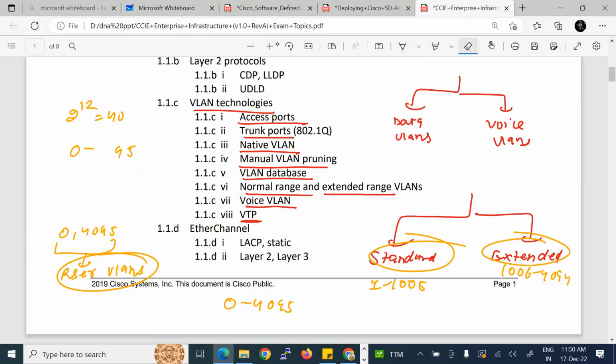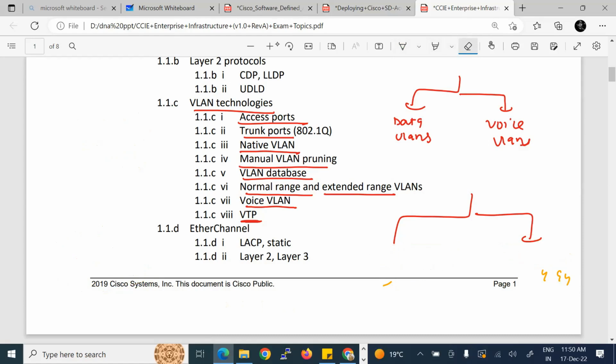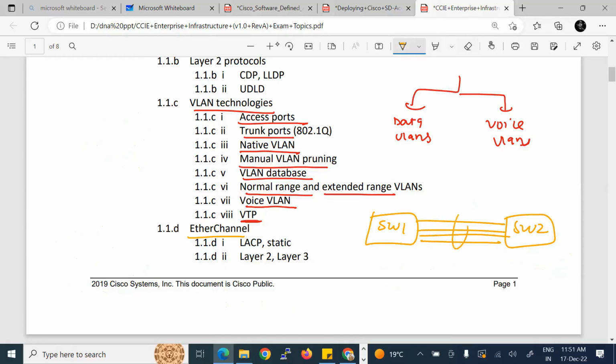After that, EtherChannel. This is a very important topic in network design and in a network as well. You know that EtherChannel is a link bundling technology, right? This is switch 1. This is switch 2. And we can bundle links together to increase the total throughput, right?